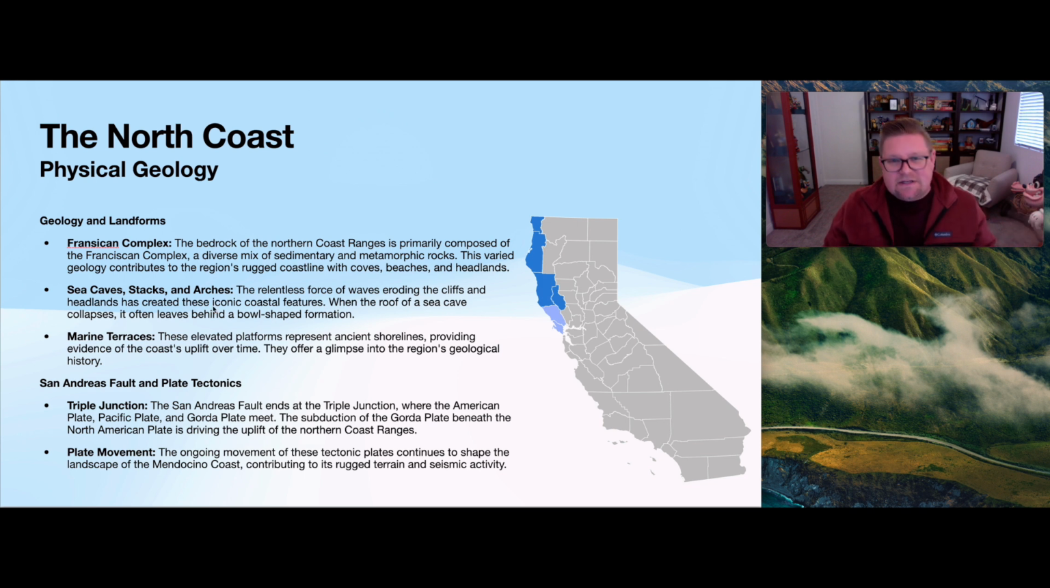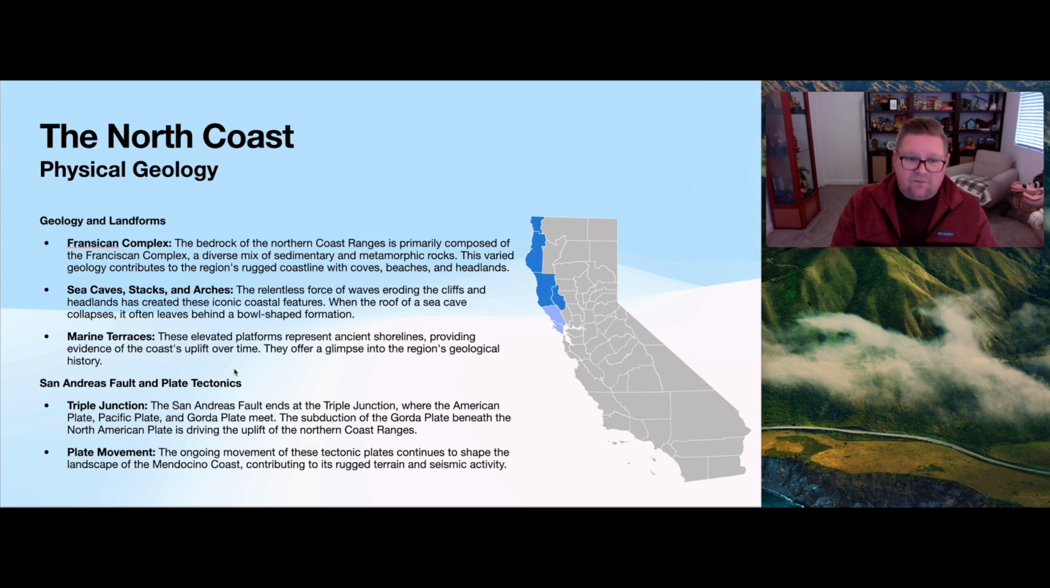So sea caves, stacks, and arches. So the relentless force of these waves eroding at these cliffs, removing that material that's softer, can create caves, which have one way in, one way out. Tunnels go all the way through. At some point, a tunnel will develop, which will create an archway, and then that archway will collapse, creating a stack. We also have evidence, and we'll see that throughout most of the state, of marine terraces.